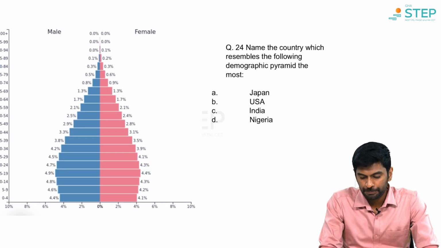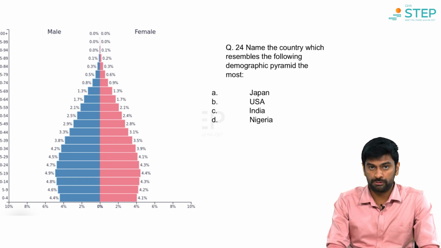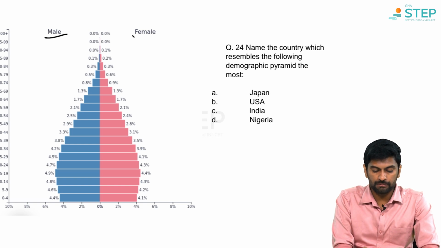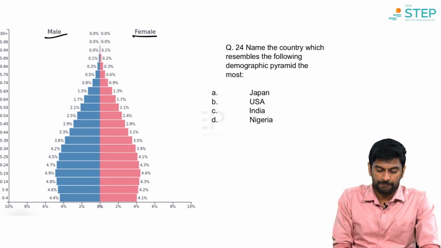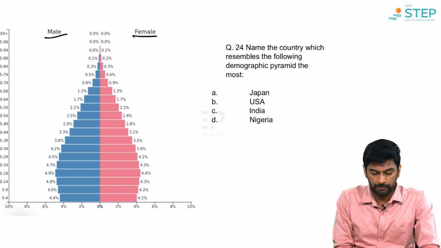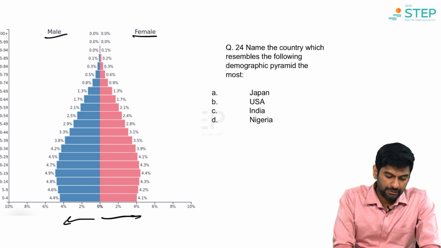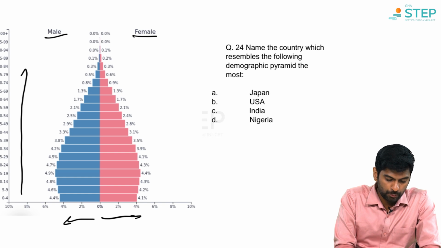Question 24. Name the country which resembles the following demographic pyramid the most. Okay. Now, we'll just have a look on male and female. So, it's more or less proportional, and we're seeing how much of the proportion of the population they represent on either side. And these are the age groups that are here, that's increasing age groups.